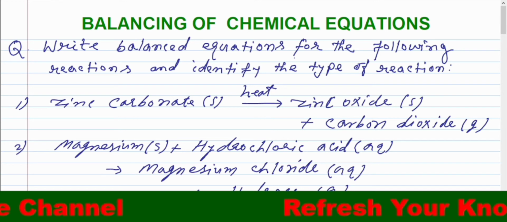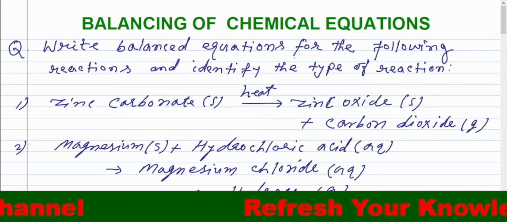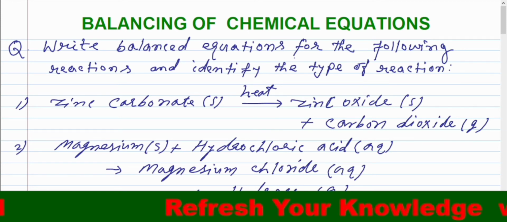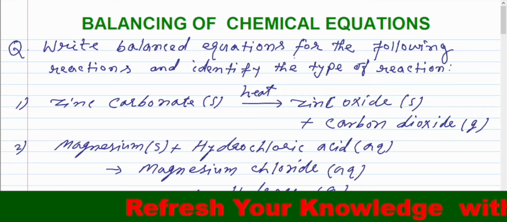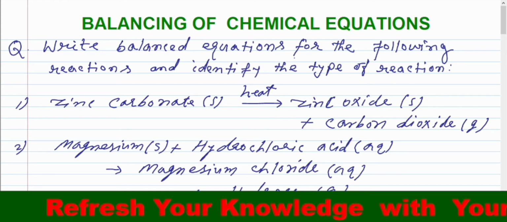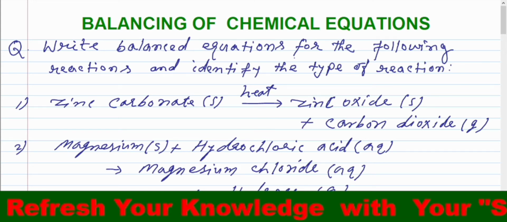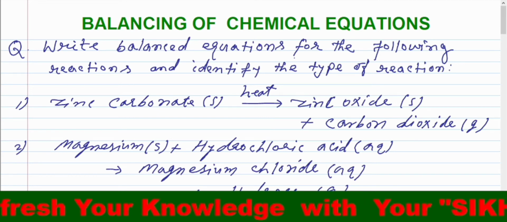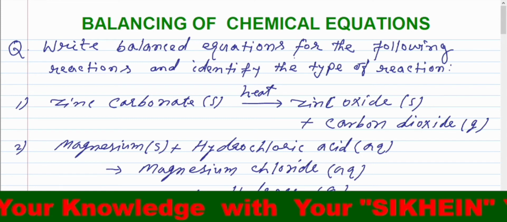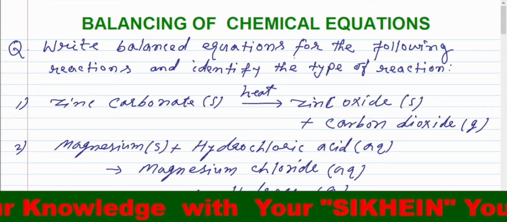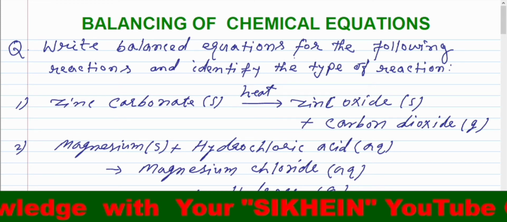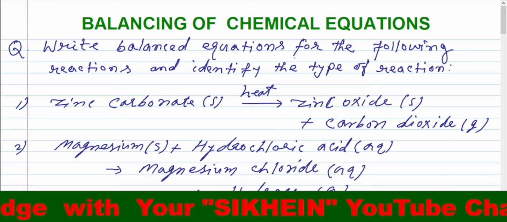Now come to the point. First of all, I will tell about chemical equation. The representation by means of symbols of substances in the form of formulae is called a chemical equation.